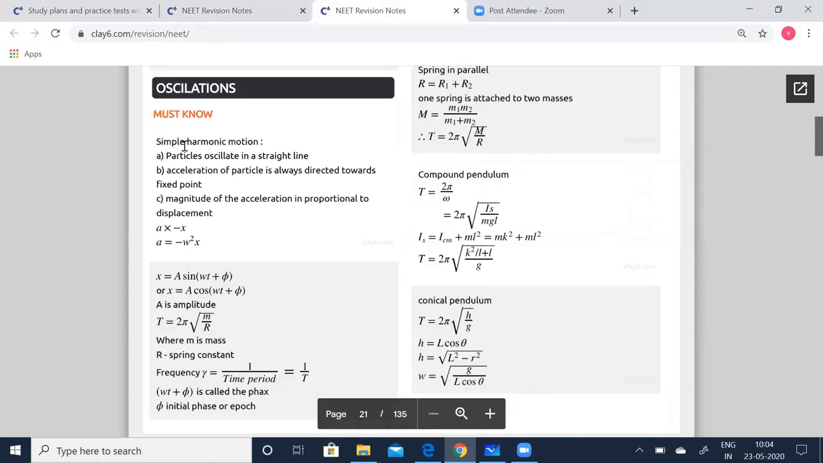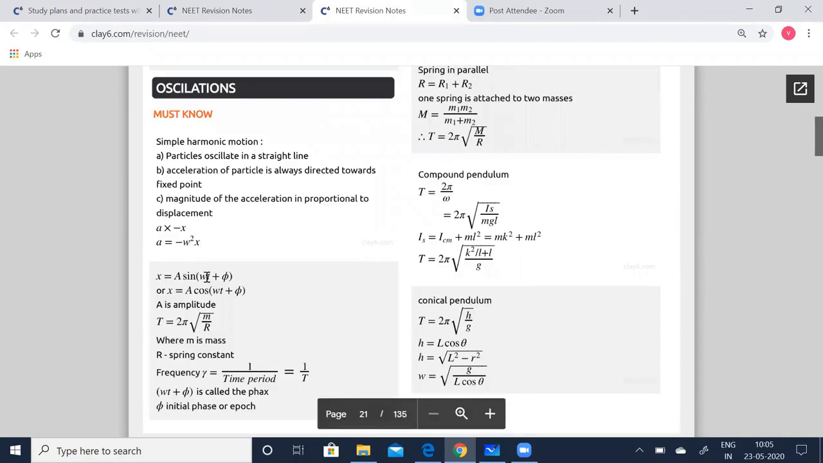Now let us quickly go to the lesson Oscillations. Simple harmonic motion: particles oscillate in a straight line. Acceleration for the particle is always directed towards the fixed point. The magnitude of the acceleration is proportional to the displacement. So a is proportional to minus x, or a is equal to minus omega squared x. The negative sign shows that it is going to be the restoring force.